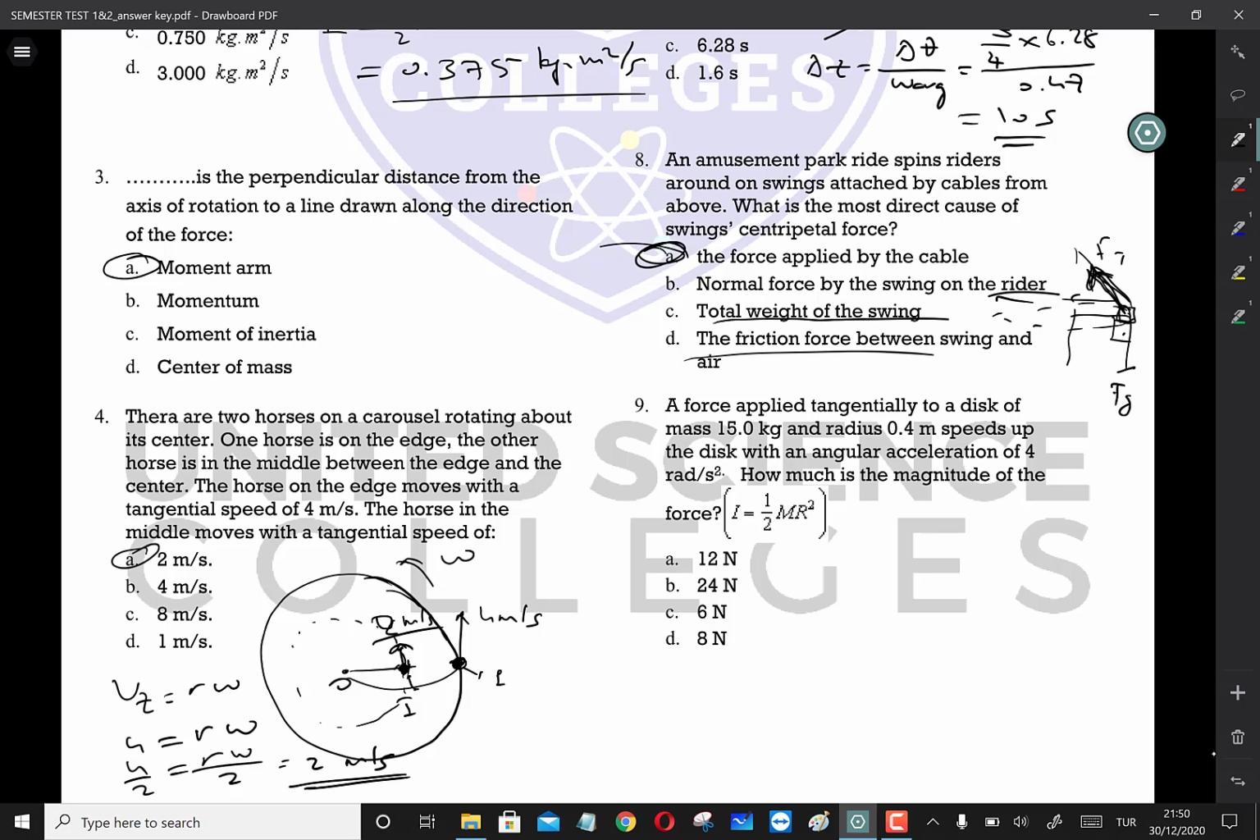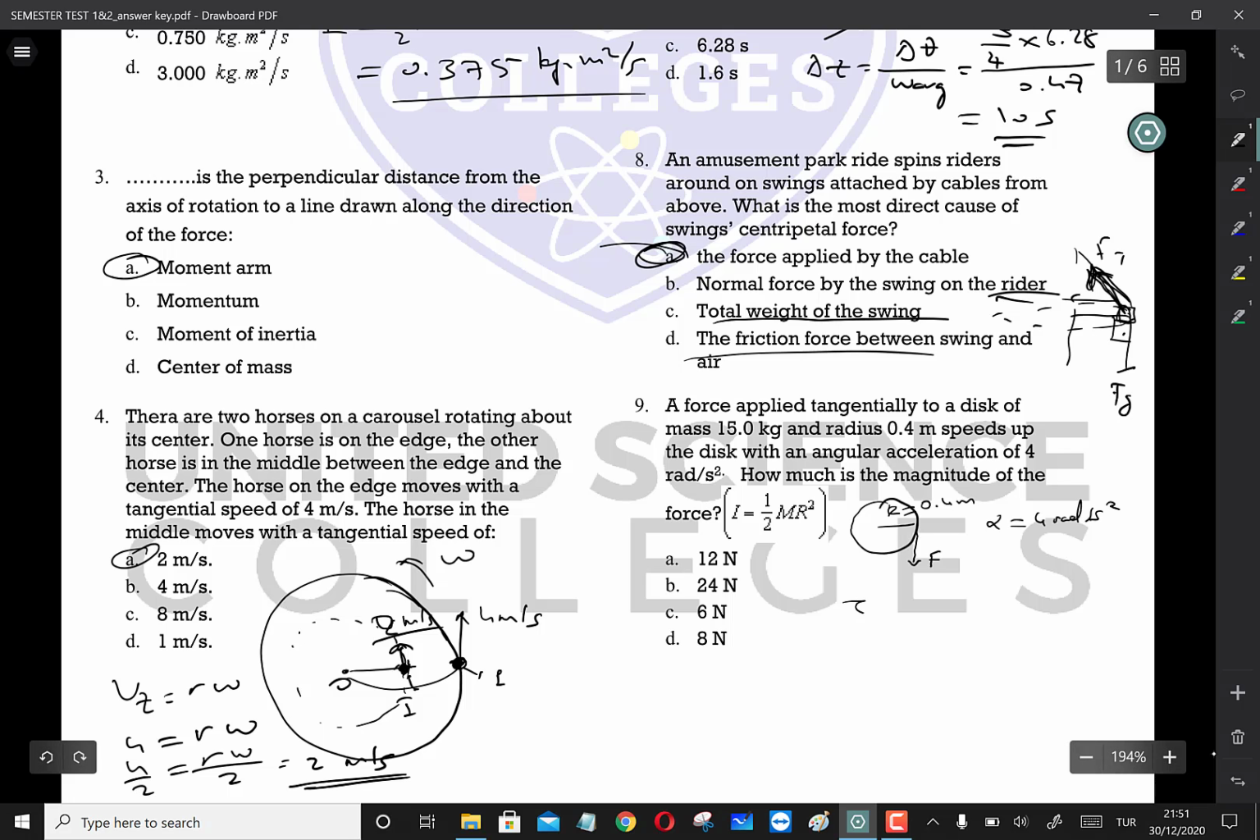Question number 9. A force applied tangentially to a disc of mass 15 kg and radius 0.4 meters speeds up the disc with an angular acceleration of 4 radian per second squared. How much is the magnitude of the force? So a force F is applied tangential to a disc, the radius of the disc is given, it is equal to 0.4 meters, and it accelerates this disc with an alpha, which is equal to 4 radian per second squared.